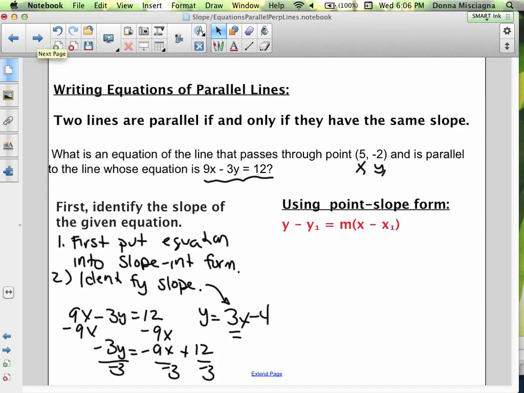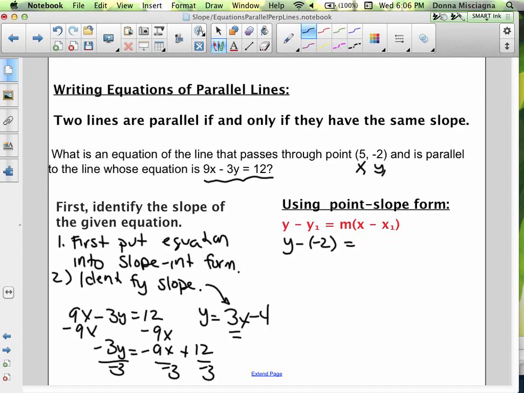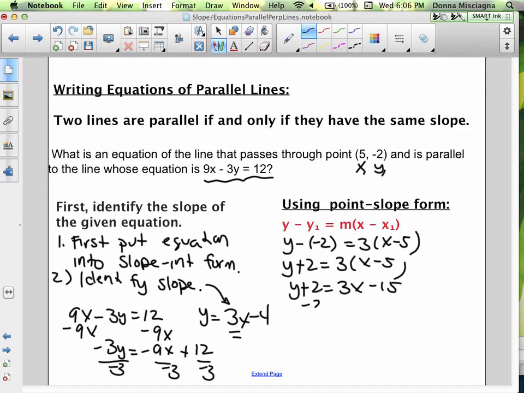All right, so we have y minus a negative 2 is equal to, that was positive 3 times x minus 5. We'll simplify the two negatives. That becomes y plus 2 equals 3 times x minus 5. Distribute the 3 to both sides. Y plus 2 equals 3x minus 15. And then all you have to do is subtract 2 from both sides. Y is equal to 3x minus 17. And so we have our equation in point slope and slope intercept. And that's it. We're done.